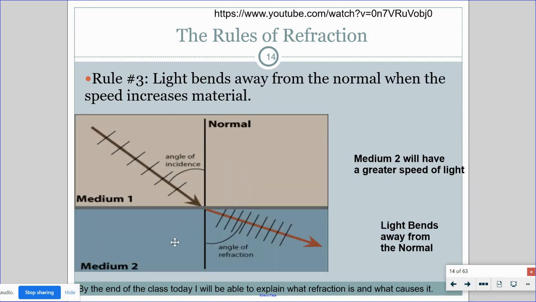Rule 3: light will bend away from the normal when the speed increases in a material. So coming out of this material here, it's slow, and then it goes into medium 2, which is fast, and so this is the normal. It's going to bend away. So the angle of incidence in this case is smaller than the angle of refraction.